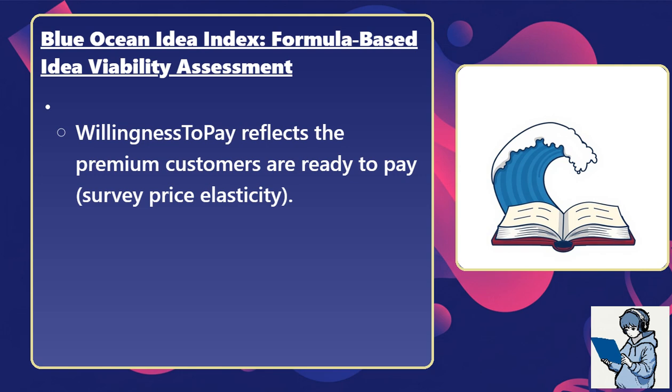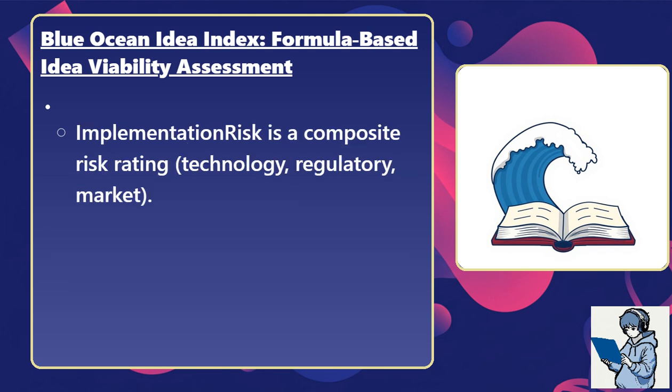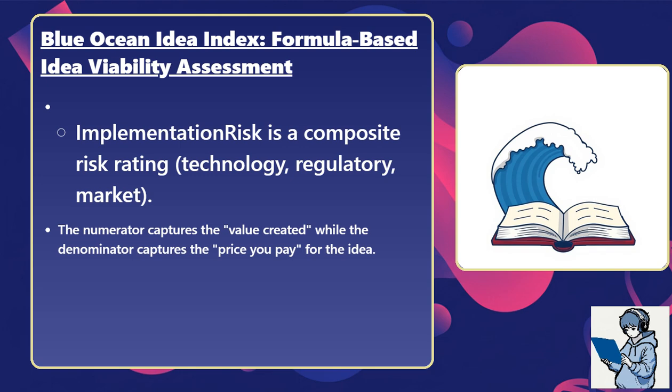Willingness to pay reflects the premium customers are ready to pay, surveyed via price elasticity. Cost to serve is the internal cost per unit; higher cost lowers the index. Implementation risk is a composite risk rating: technology, regulatory, market. The numerator captures the value created, while the denominator captures the price you pay for the idea.